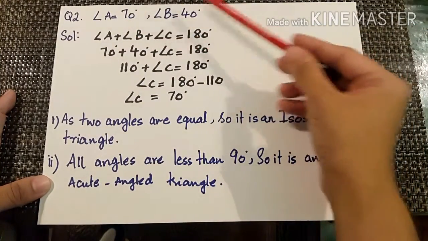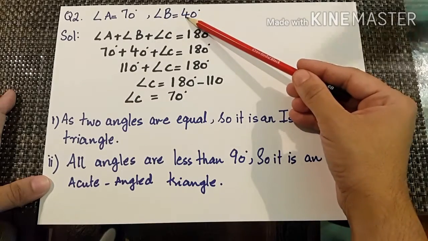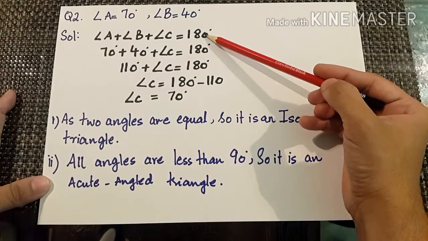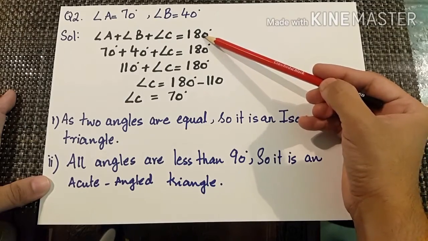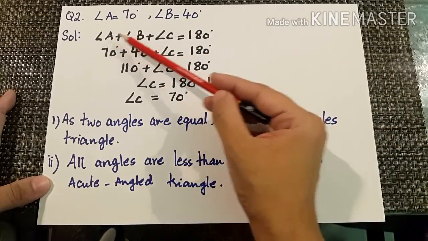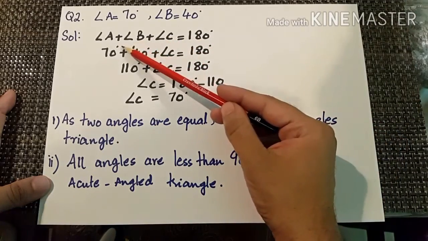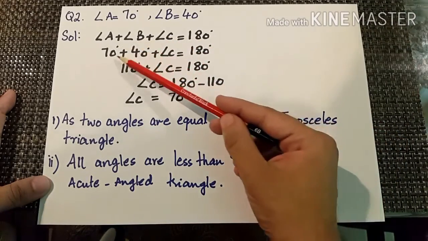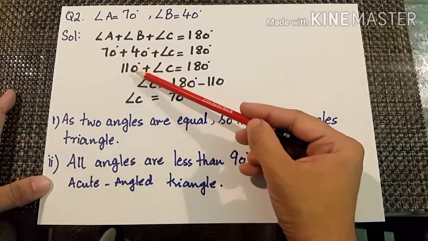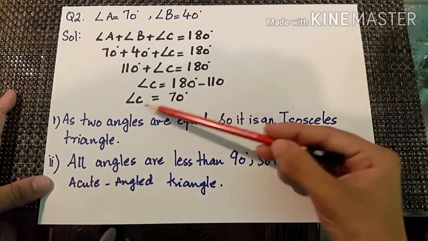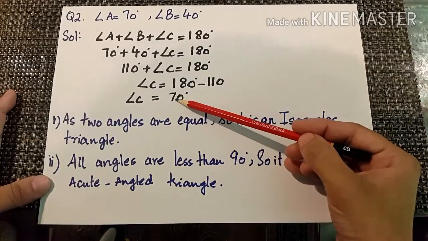Now let's take another question. Angle A is 70 degrees and angle B is 40 degrees. Using the angle sum of triangle equal to 180 degrees theorem, we will write angle A plus angle B plus angle C is equal to 180 degrees. We will substitute the values of angle A and angle B, that is 70 degrees and 40 degrees. We add them, we get 110. We subtract from 180 to get the value of angle C, that is 70 degrees.